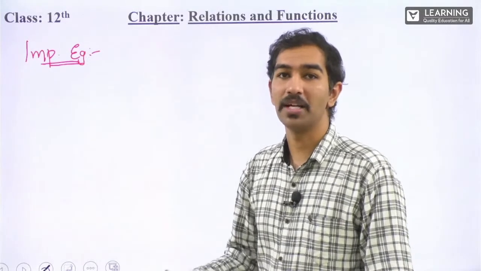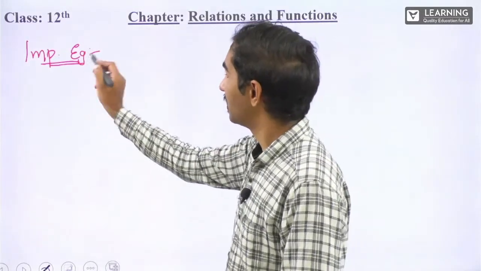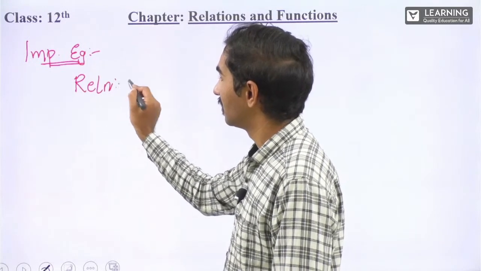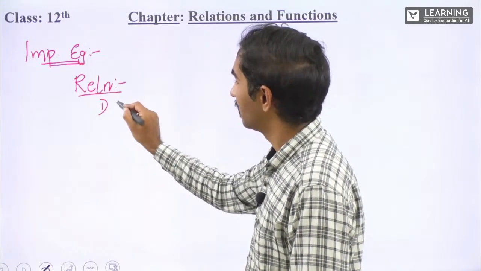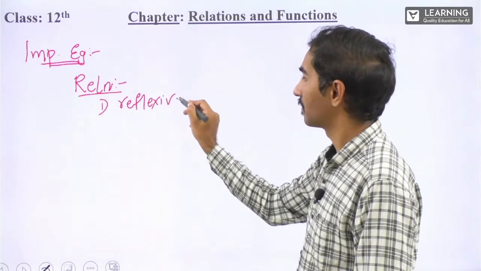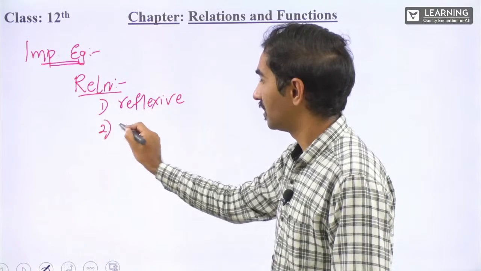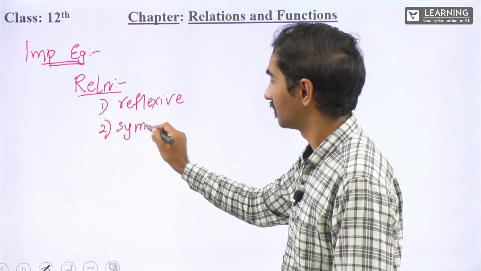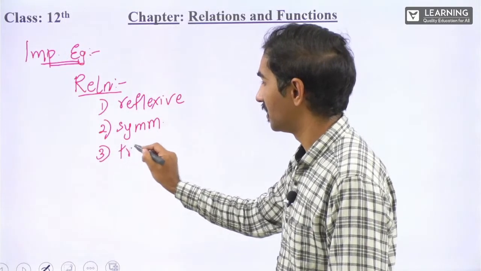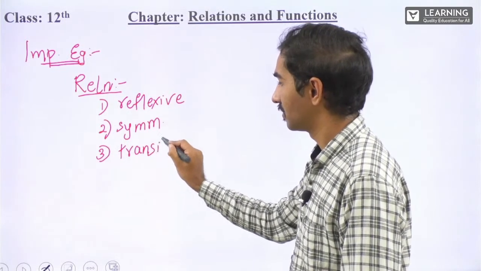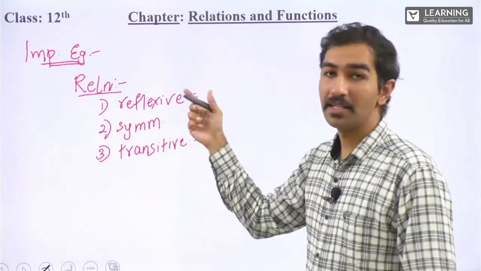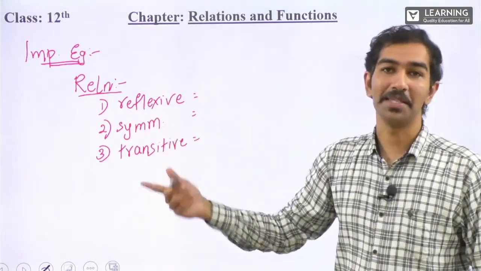Before we start with today's session, students, we'll have a very quick recap of the relations we have studied. So we had studied relations and functions, right? Types of relations: the very first one, reflexive relation. Second one is symmetric relation. And the third one is transitive relation. These are the three things which we'll be using in solving the problems.